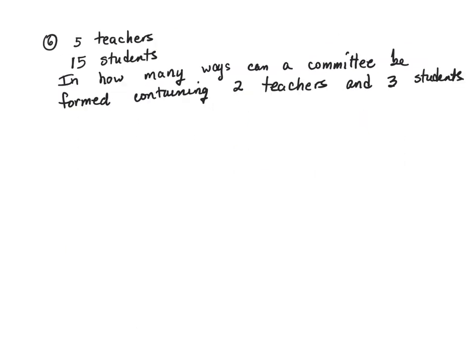Okay, so let's look at number 6. Suppose we have 5 teachers and 15 students. In how many ways can a committee be formed containing 2 teachers and 3 students? Okay, so this is interesting. So we have to consider the number of ways to select 2 teachers. So to select 2 teachers from the 5 that we have, that would simply be 5C2.